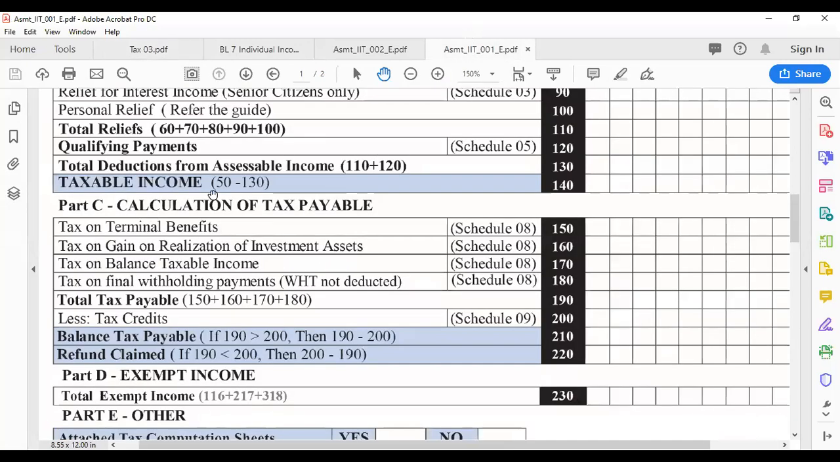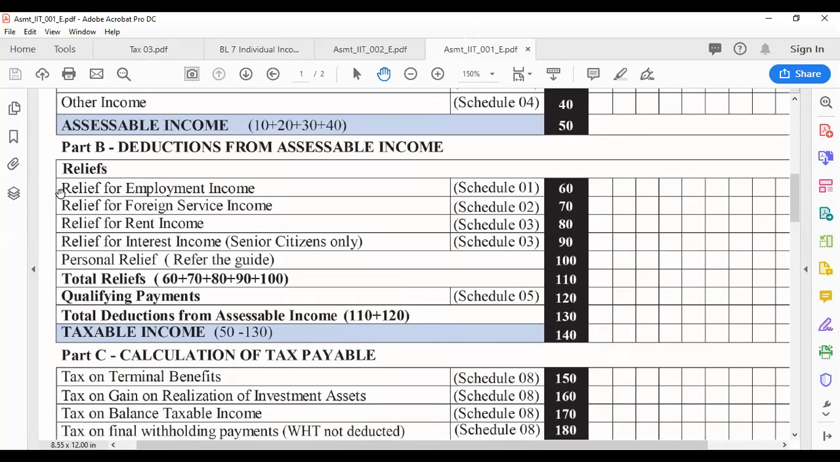When we look at here, is he eligible to get relief for employment income? This one, Schedule 1, relief for employment income. Please post your answers. He's not entitled to get it because he doesn't have any income from employment. Therefore, he is not entitled to get relief for employment income.